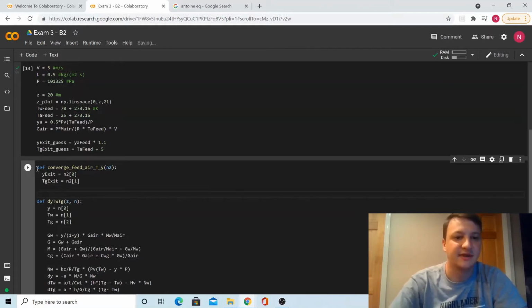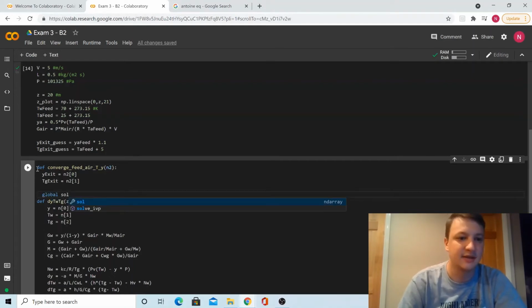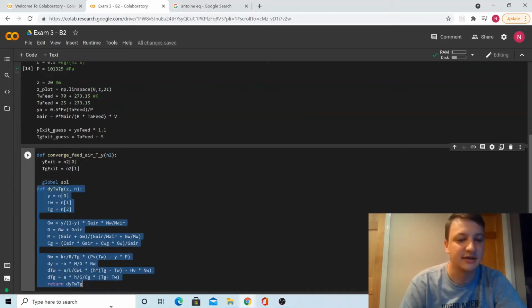Now, since we define that, within that we'll have to do the global solution and then nest the portion we already written under that defined function.